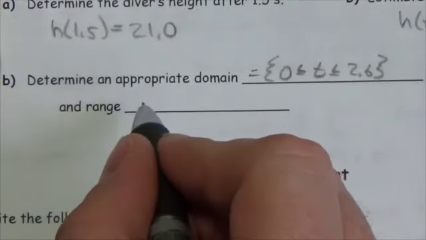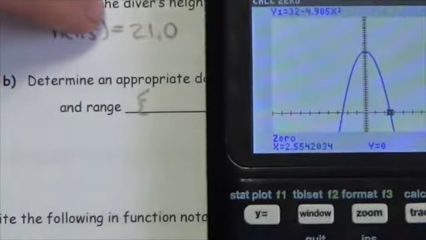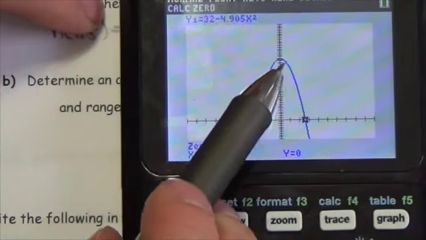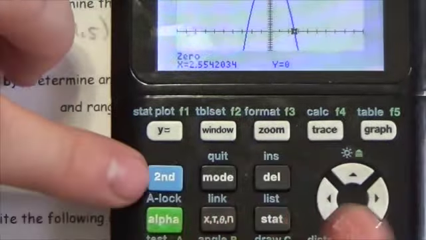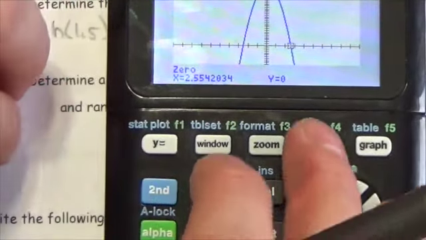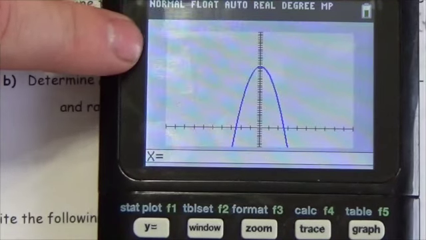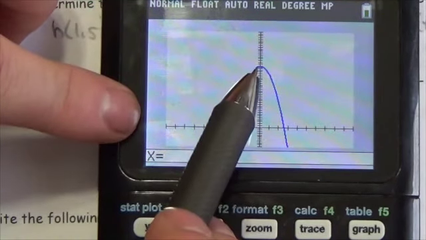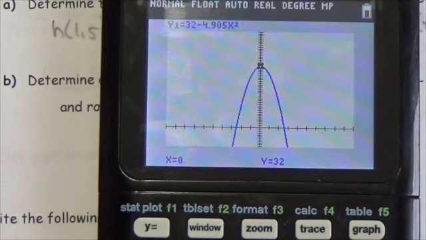And the range, well, how high did it start to begin with? What was the original height? What was this value right here? Well, we got to figure that out. And so to do that, I'm going to go second trace. I want to figure out what the value is at the very beginning. Because, I mean, how high was this person up when they jumped? So let's plug 0 in. And we see right there it was 32.